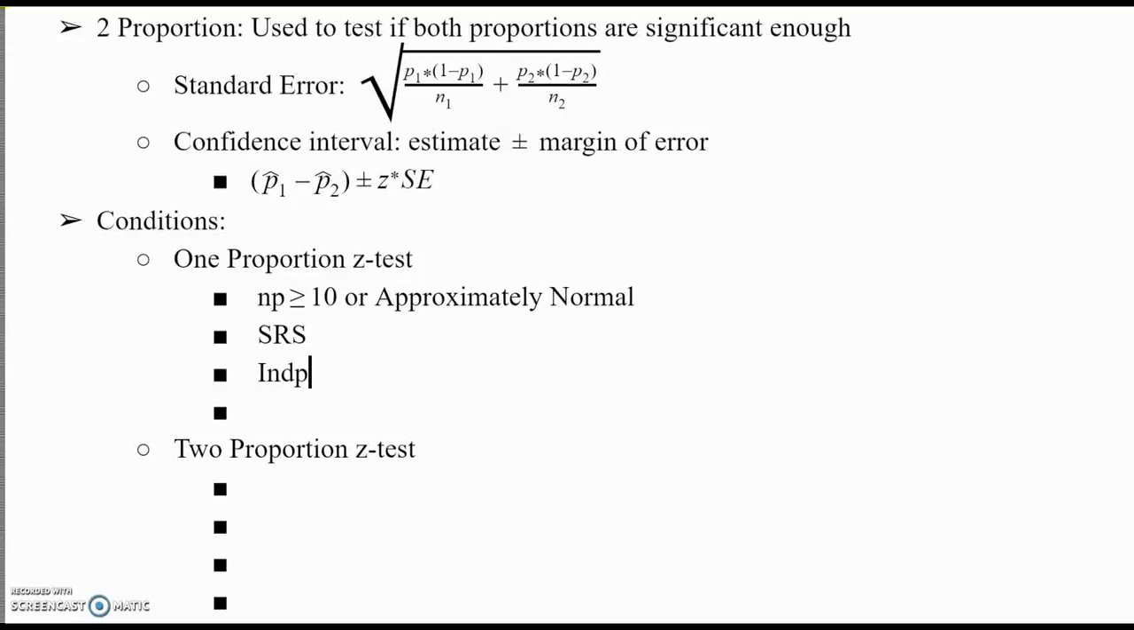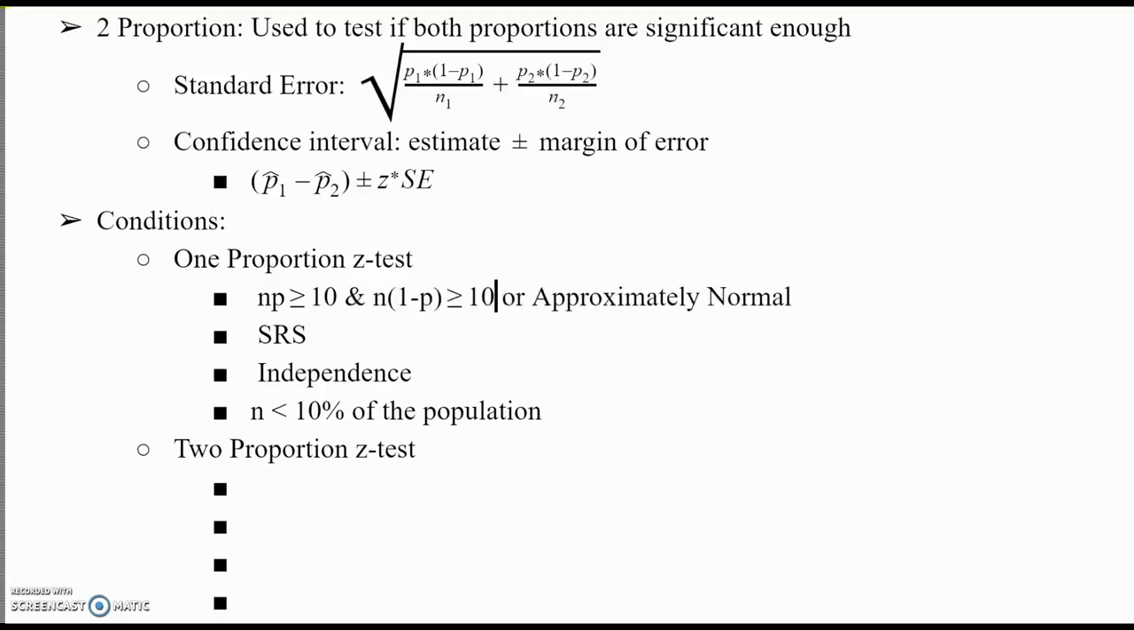Next one is independence. Are all members of your sample independent of each other? Does person A's answer impact what person B says? You need to make sure that's important. And the last one is that N, or your sample, is less than 10% of the population. In my website, I have linked to a PDF that explains why this has to be the case. That's one of the conditions for one prop Z.